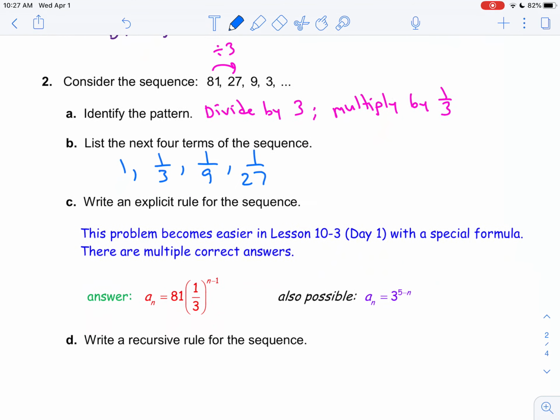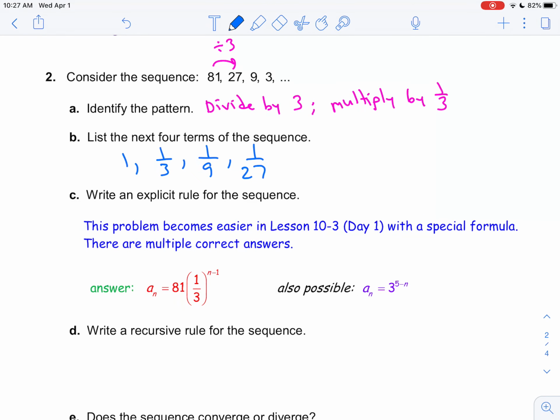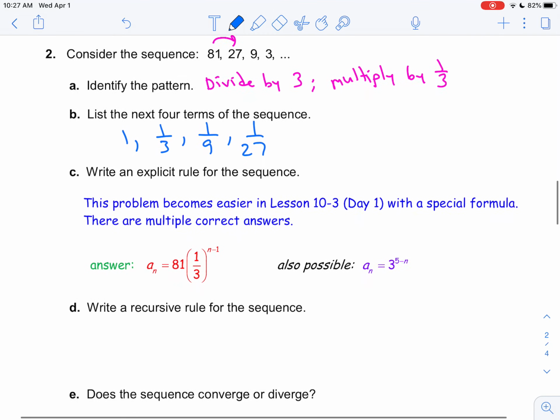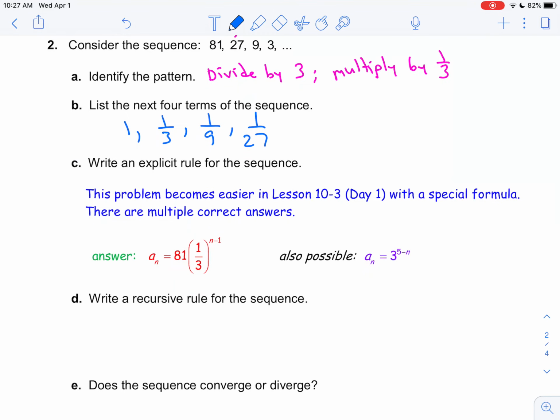I didn't want to stress you out on day 1 with part C. If I gave you some time, you would definitely be able to figure out some rule that works. And this one's really cool because there are lots of possible answers. But it is going to become so much easier in lesson 10-3 when we're going to give you some specific formulas as soon as you realize that the pattern involved is multiplication. So I had to put those on there for you just to entice you to keep coming back, and good times. All right, recursive rule.